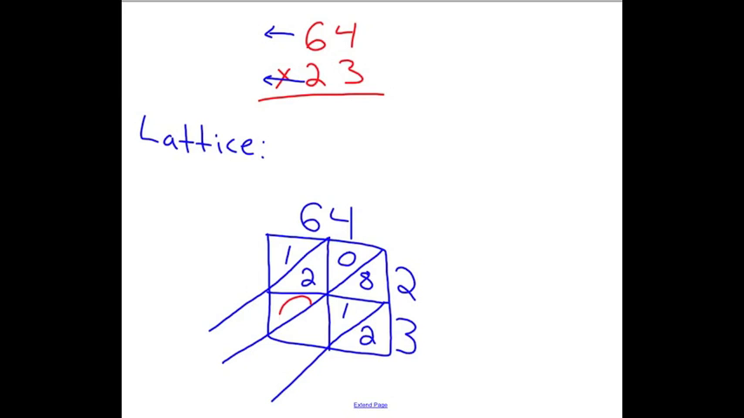Pause your movie and guess what I'm going to solve in this box. 6 times 3. 6 times 3 is 18. I put the 1 in this box and the 8 in this box. Now I've solved all my multiplications and I need to add them up.